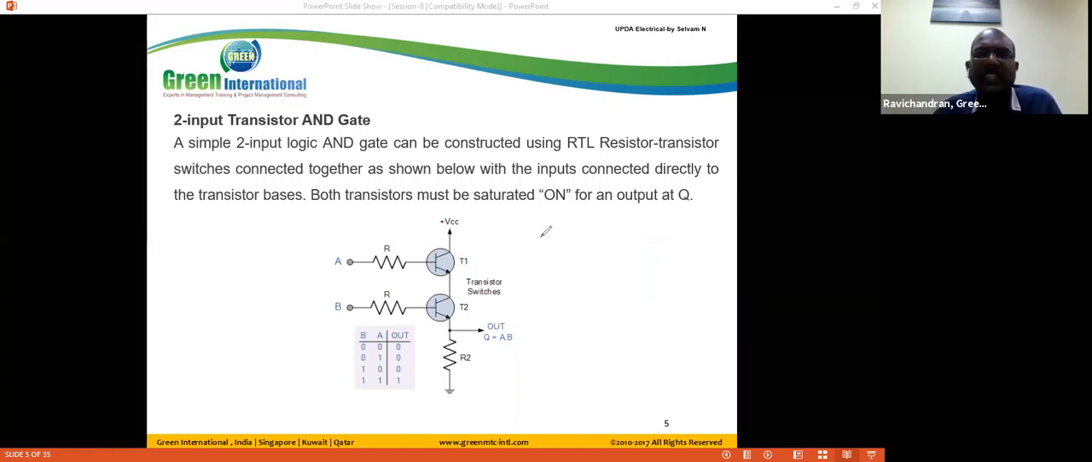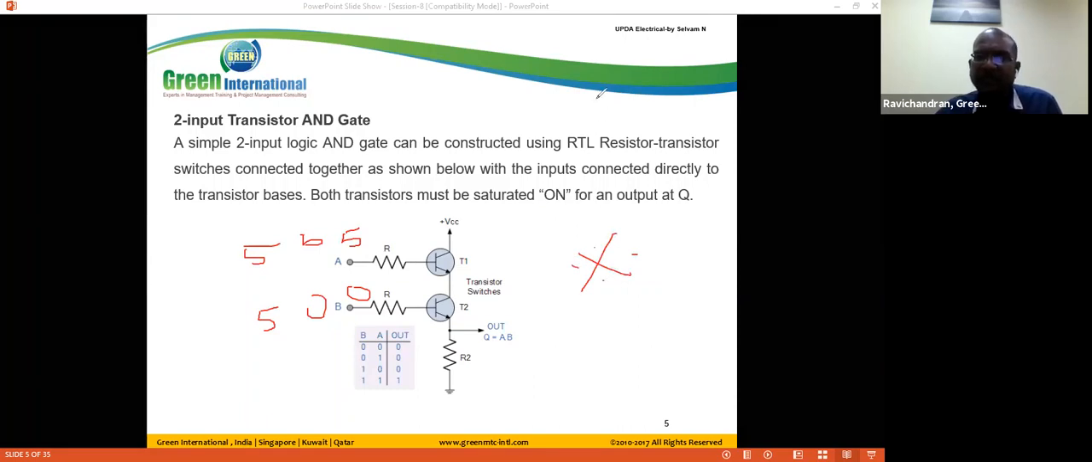So in general in the exam, they use this circuit and use some voltage values: 5 volts, 0 volts, or 0, 5, 5, 5. By this way they use that, so we can answer the question. Definitely they ask the question like this.